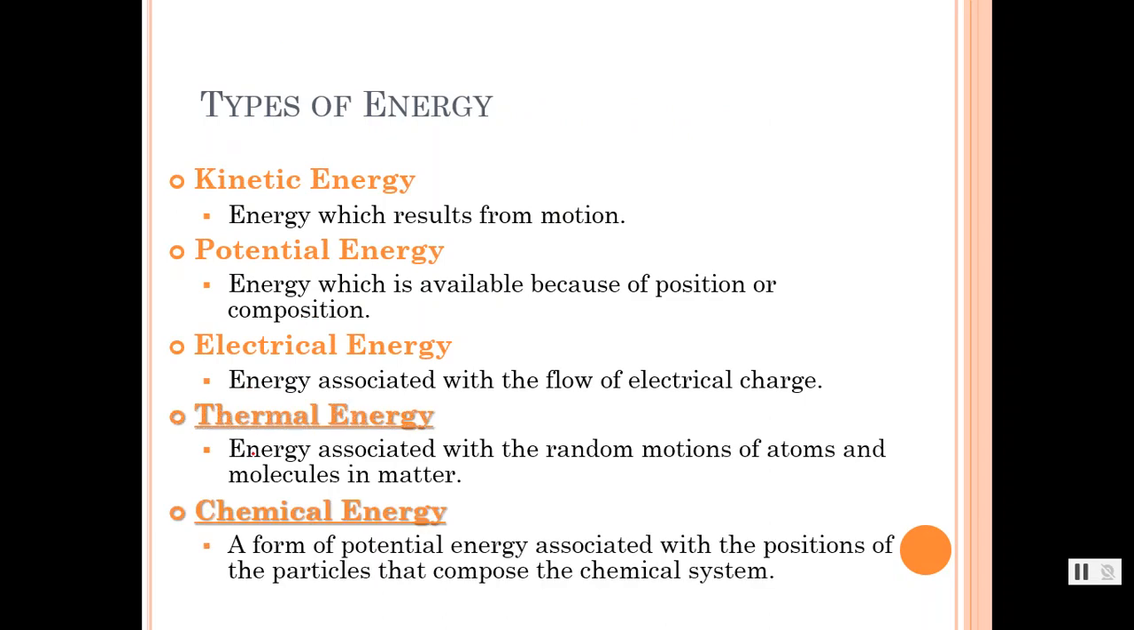So these are all types of energies that you have probably encountered in other physical science classes. The two types of energy that we are going to be focused on in this course in chemistry is chemical energy, which is a form of energy that's associated with the positions of atoms in a molecule. And then we're also going to talk about thermal energy. So that's energy associated with the movement or the motion of atoms and molecules in matter.